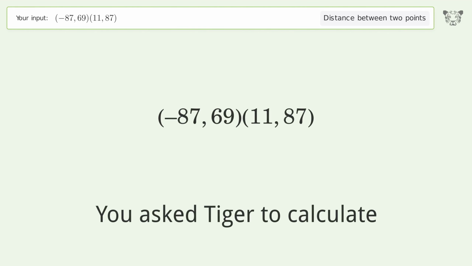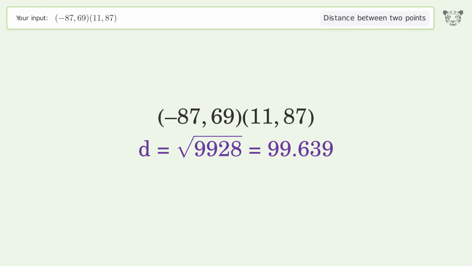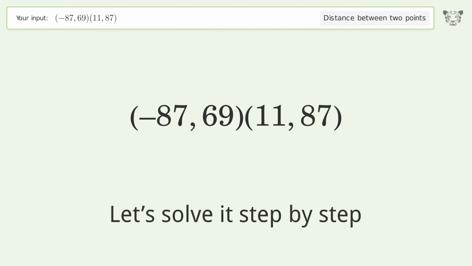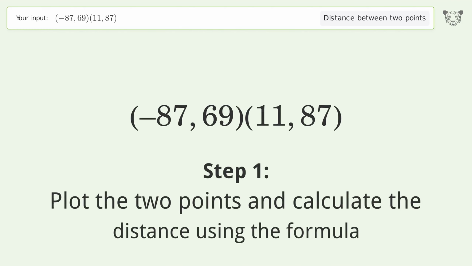You ask Tiger to calculate. This deals with the distance between 2 points. The distance between the 2 points is the square root of 9,928, or 99.639. Let's solve it step by step. Plot the 2 points and calculate the distance using the formula.